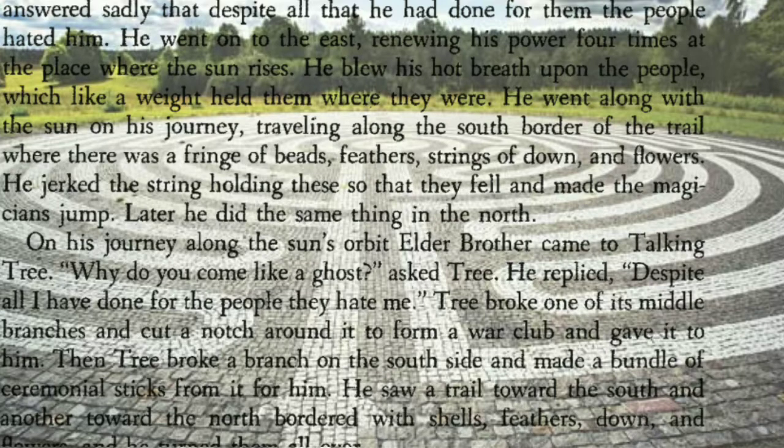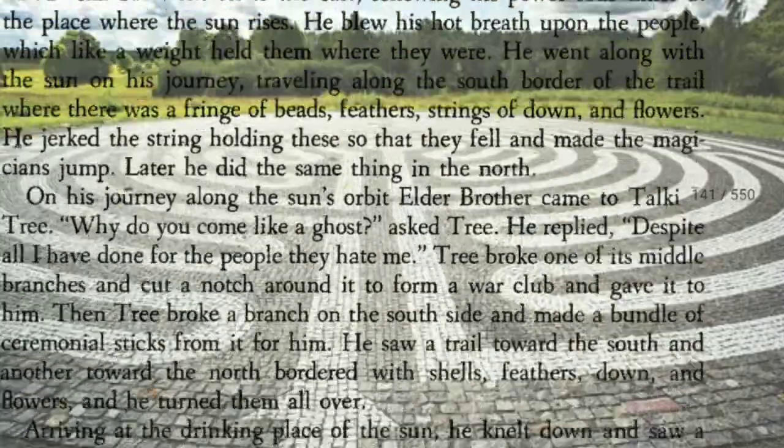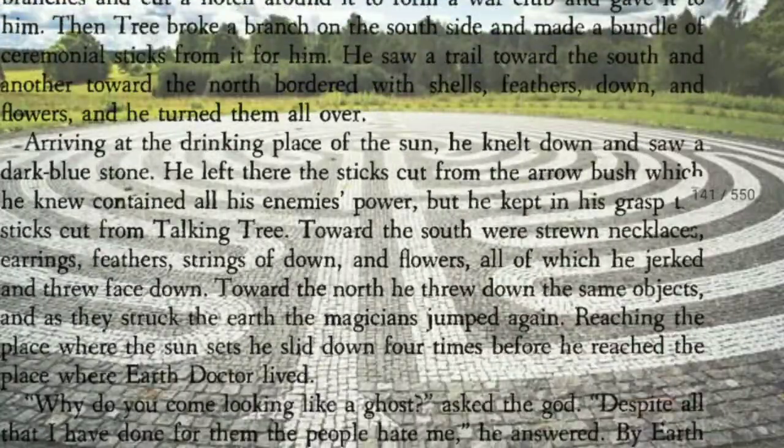On his journey along the sun's orbit, Elder Brother came to Talking Tree. "Why do you come like a ghost?" asked Tree. He replied, "Despite all I have done for the people, they hate me." Tree broke one of his middle branches and cut a notch around it to form a war club and gave it to him. Then Tree broke a branch on the south side and made a bundle of ceremonial sticks from it for him. He saw a trail toward the south and another toward the north, bordered with shells, feathers, down, and flowers, and he turned them all over.